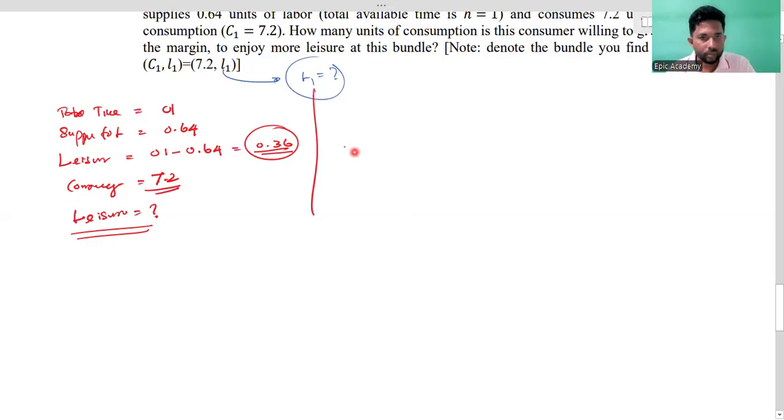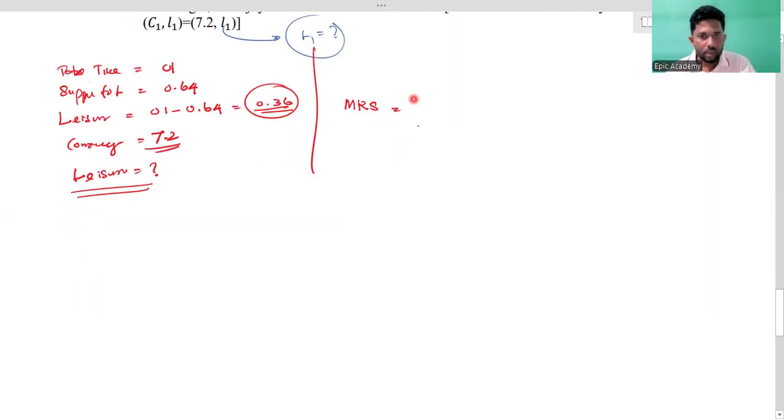MRS equals 3 divided by 2, times C divided by L, within brackets, to the power of 2 divided by 3. You can utilize the calculator for that. We know the value for the consumption, isn't it? 7.2.